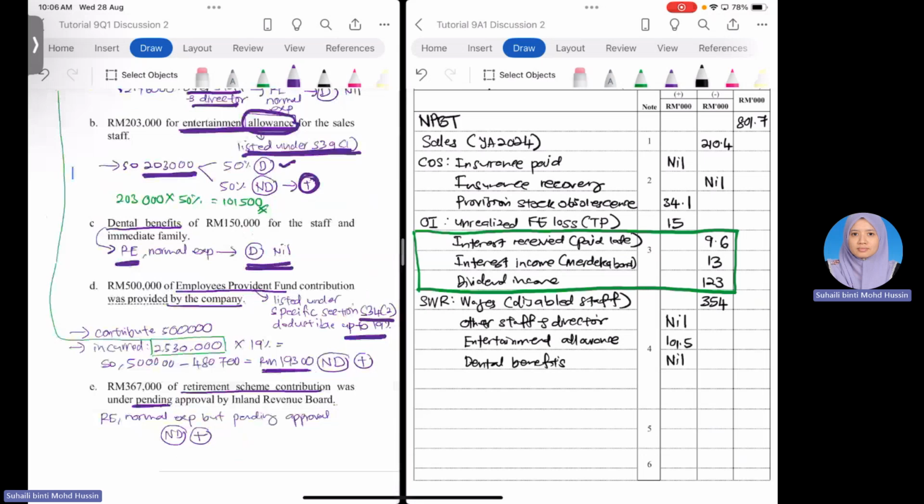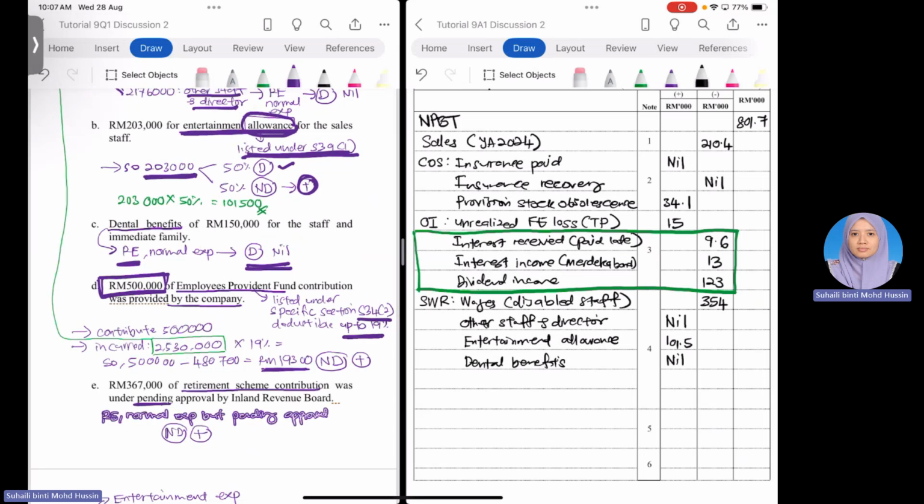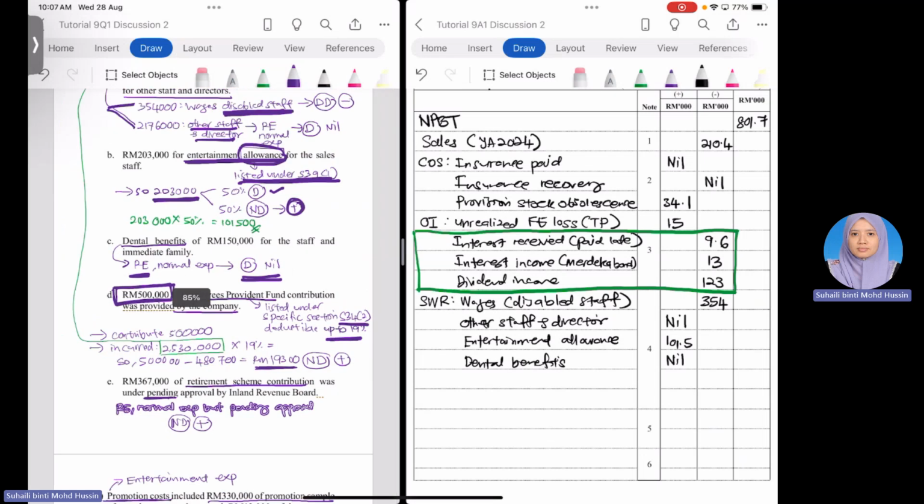So how do we want to know whether the company made the contribution to the EPF at 19% or not? They already contribute, they already deduct the amount 500,000 ringgit. So how do we want to know whether 500,000 ringgit is 19% or not? We have to check back the amount of the salary that the company paid just now. So the salary amount, you already know, in number 4A.